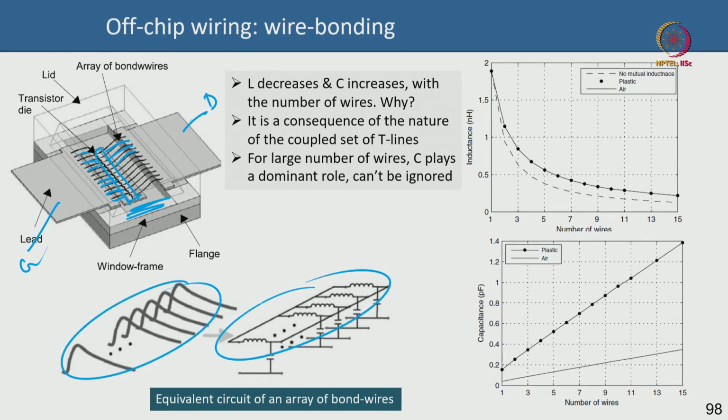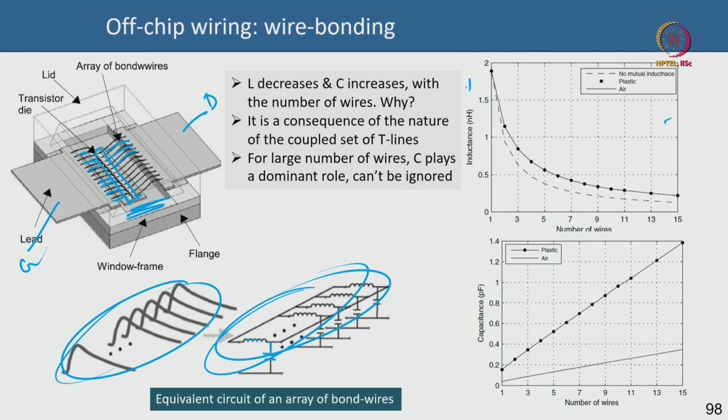You can model the bond wire as an inductor, and then there is a parallel or shunt capacitor. An array of bond wires can be modeled as an equivalent circuit of these LC networks. Of course, resistance is also there, but you can include that in the circuit. Now these two figures are very important.